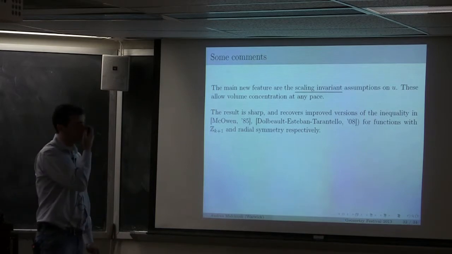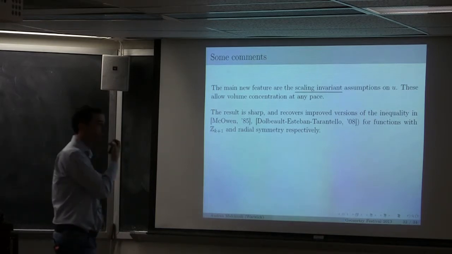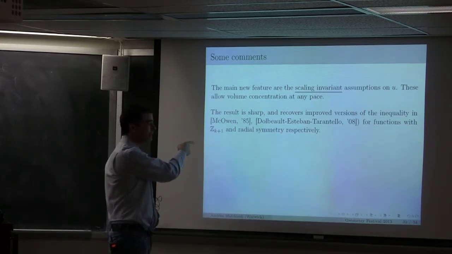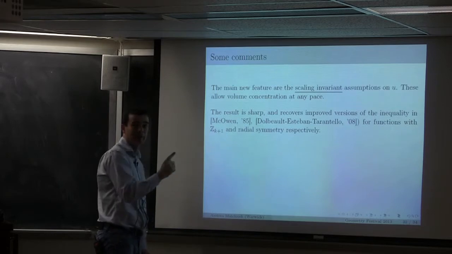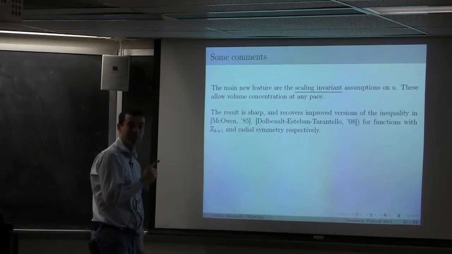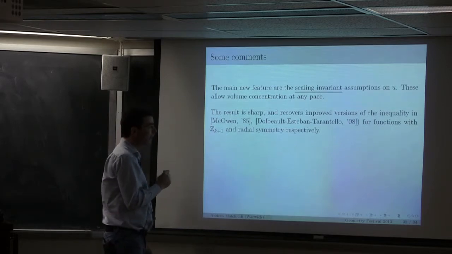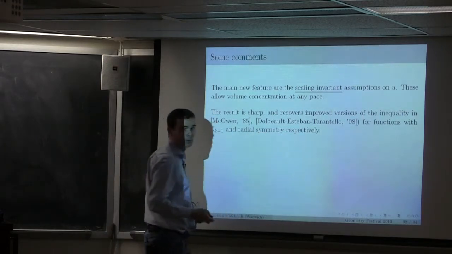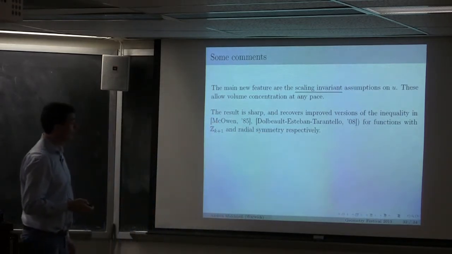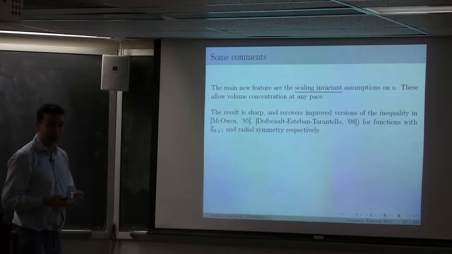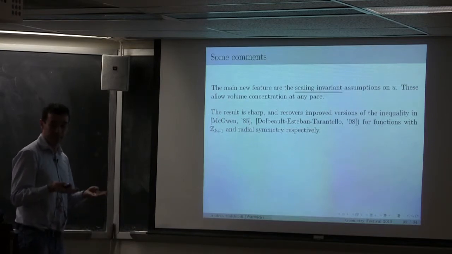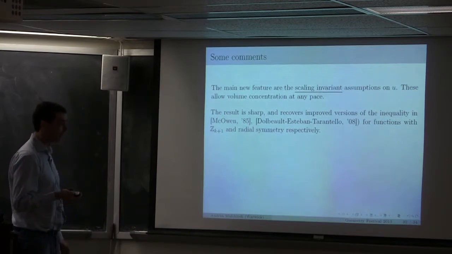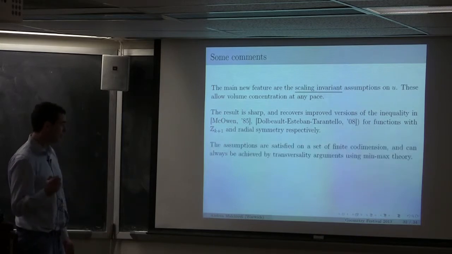This also recovers some improved versions of the inequality, which were given by McCohen back in the 80s and Dolbeault, Esteban and Tarantello. McCohen was treating the case of functions with Z_k symmetry, so some discrete symmetry group. And they were treating the case of radial functions. So adding symmetry somehow helps to get bounds from below on these kinds of functionals, as usual.